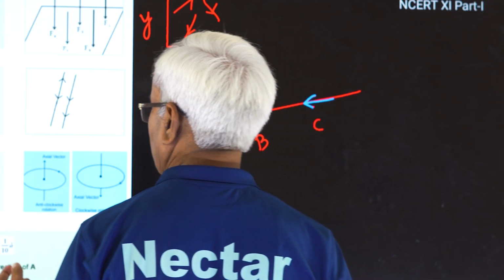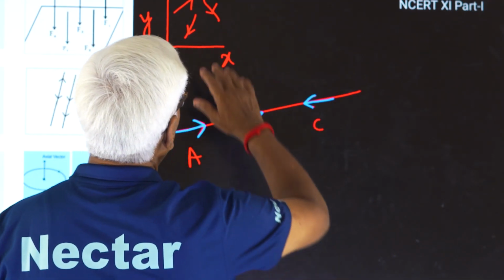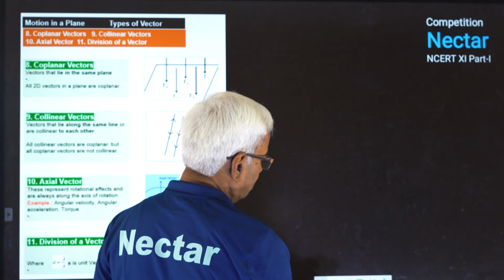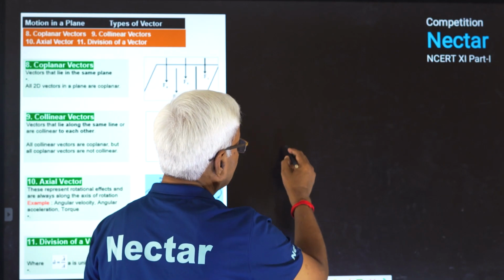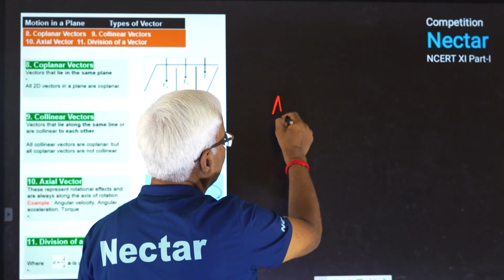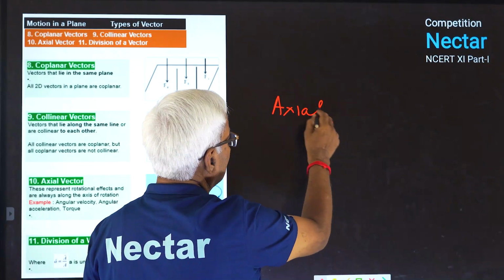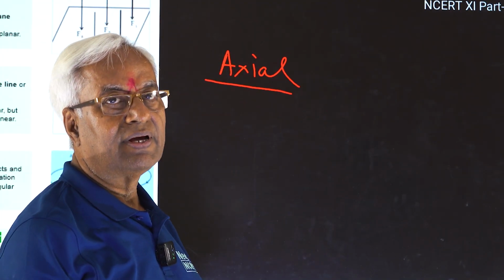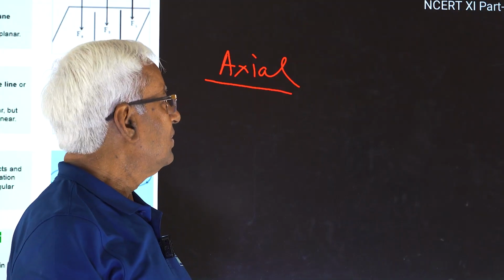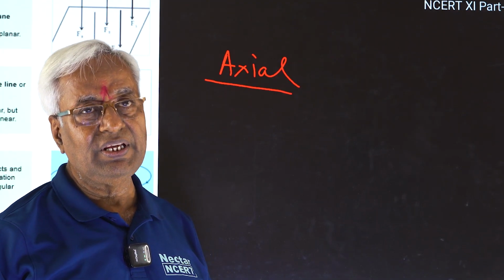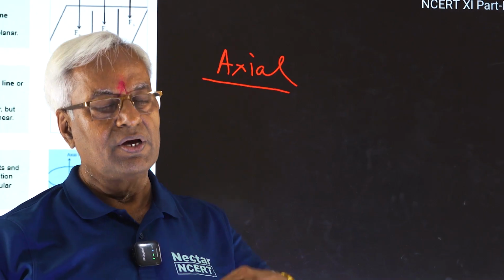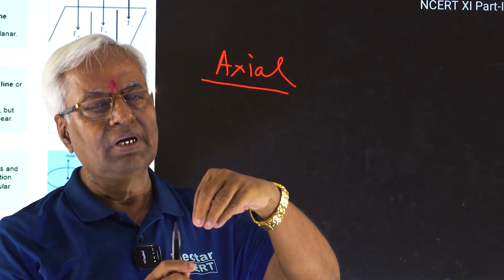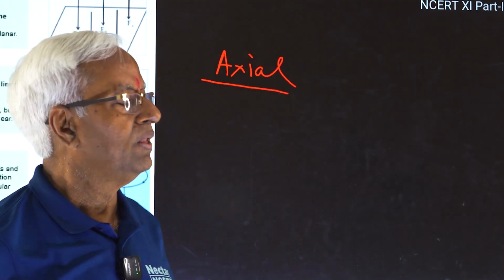And then there is one other type. Actually, the vectors could be classified in two basic types, that is polar and axial. The vectors which are not polar shall be termed as axial vectors. What are the axial vectors? These are always related with rotational motion. These are related with angular motion.